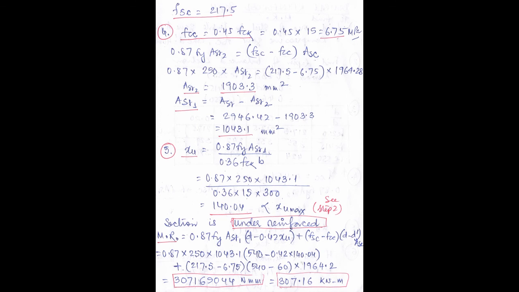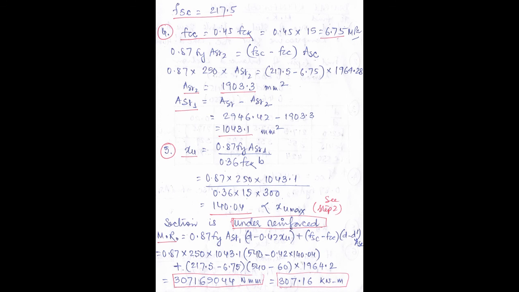Okay. Now here we have to compare the value of XU and XU max. XU max, where we got it? Step number 2. How much was it? 286.2. So if we compare, we can see that XU is less than XU max. Hence, the section is under reinforced. So, under reinforced means we have to use step number 6.